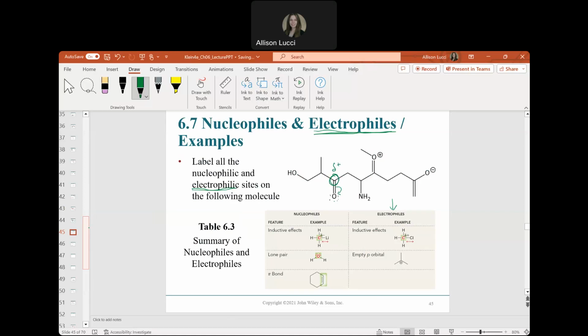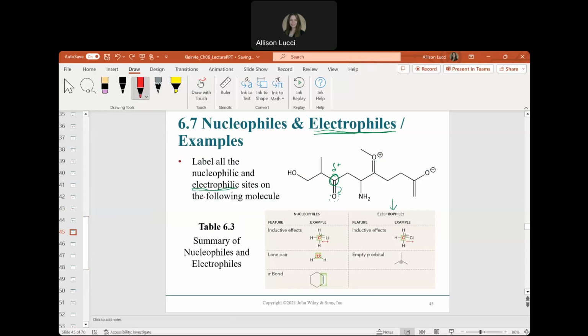I'll draw an arrow to this oxygen here. You may want to consider that as an electrophilic center as well, because it's positive, so you're thinking that it's going to attract some electrons, some negative charge to itself. But the oxygen is not electron deficient, even though it has a formal charge. So it would not be an electrophilic center able to accept a lone pair. So that's our one example for this molecule of an electrophilic center.